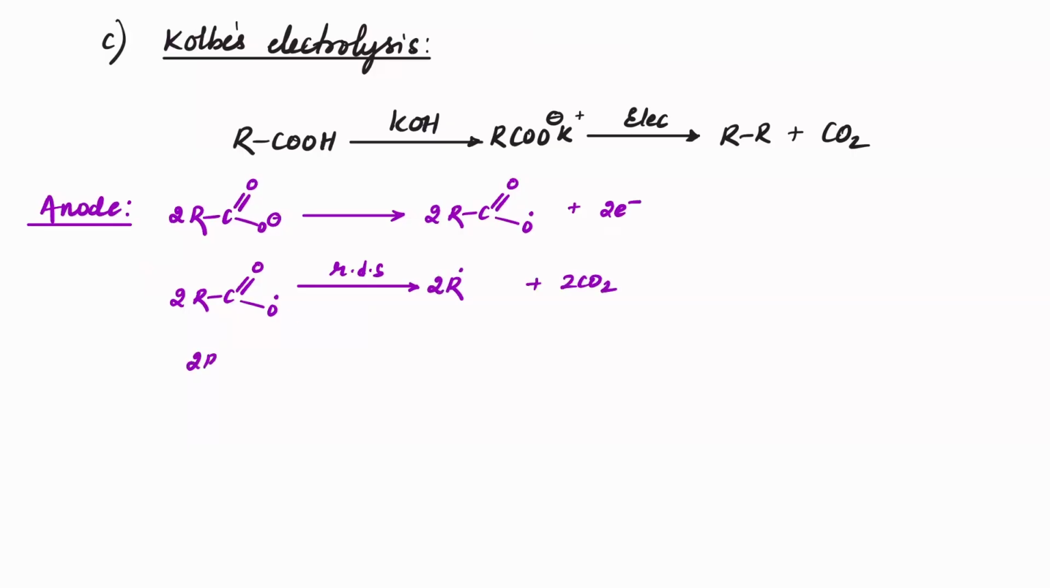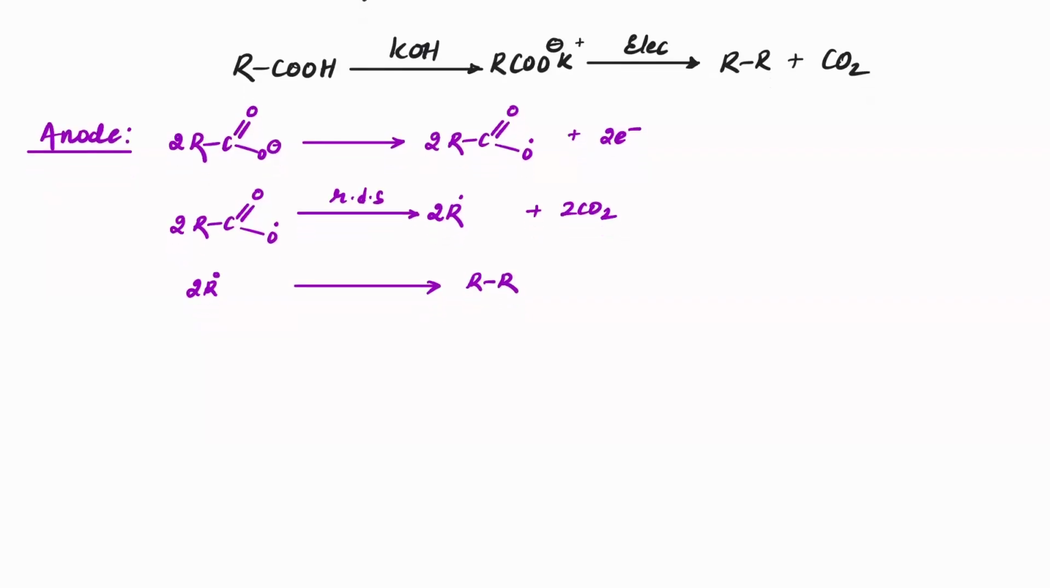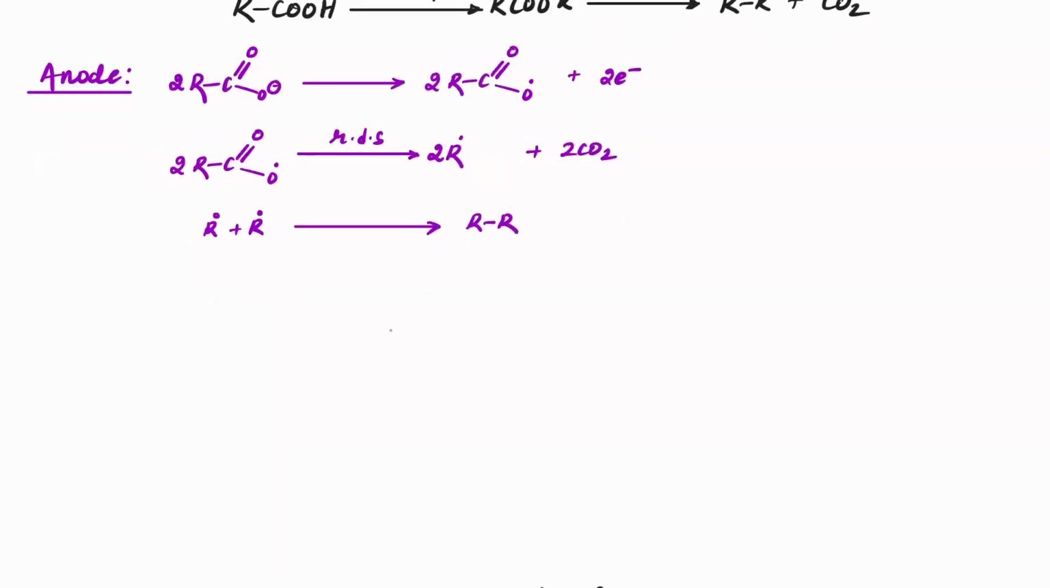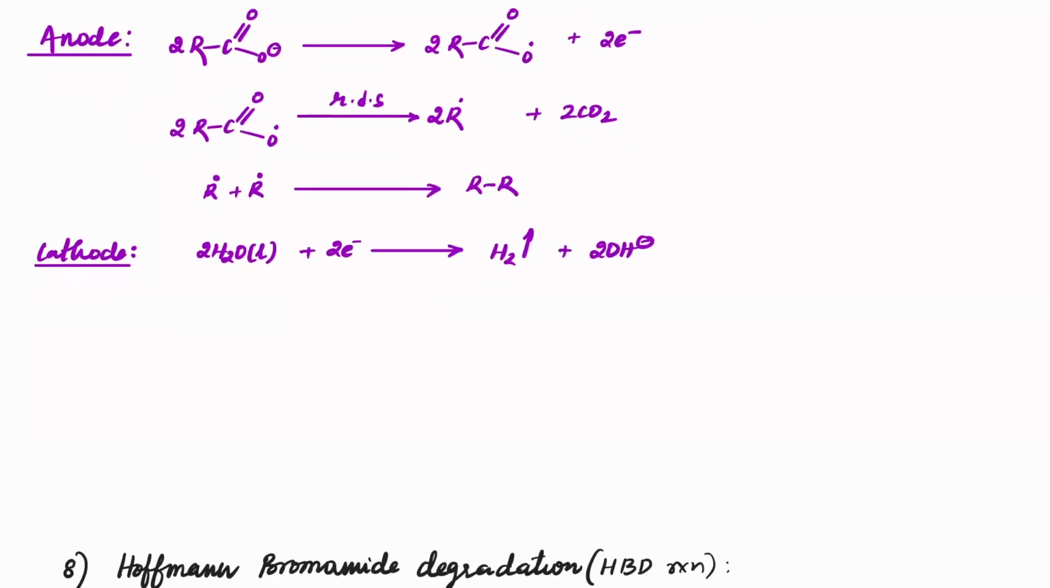And it is these 2 moles of R dot which will terminate with each other to convert into R and R. That's how the coupling gets done. Or simply I'll write it as R dot plus R dot, which will give you R and R. While what happens on the cathode here? On the cathode side we have only water. So water will take the electrons which were released from the anode, get reduced to H2 and increase the OH minus concentration.